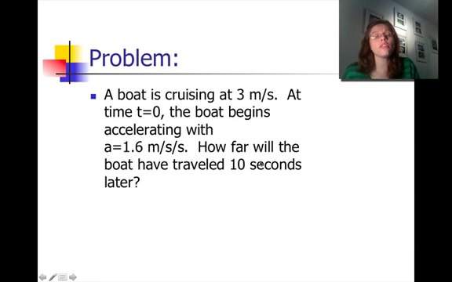Okay, so let's try this. A boat is cruising at 3 meters per second. At time equals 0, the boat begins accelerating with an acceleration of 1.6 meters per second. How far will the boat have traveled 10 seconds later?